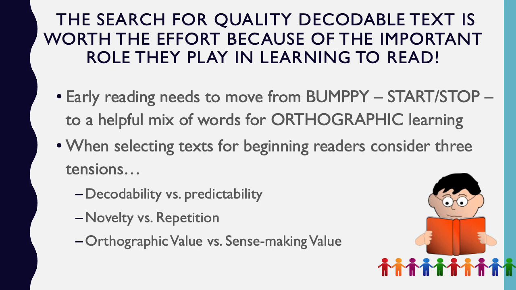Early reading needs to move from a bumpy start-stop to a helpful mix of words for orthographic learning. When selecting texts for beginning readers, there are 3 tensions that Jan and Carrie talked about. One is the tension between decodability and predictability. One is between novelty and repetition. And the third is between orthographic value and sense-making value.